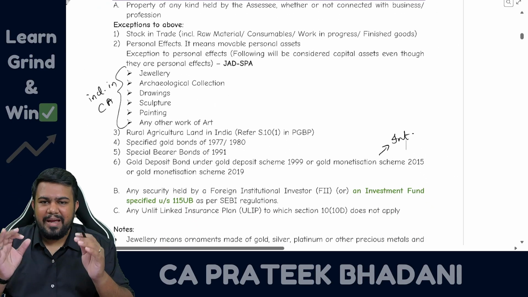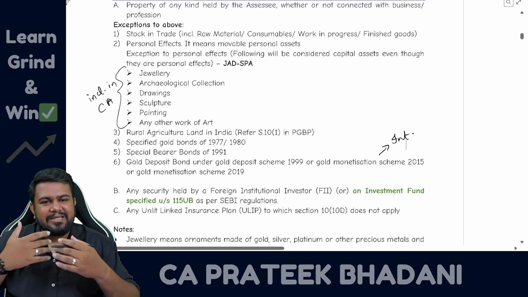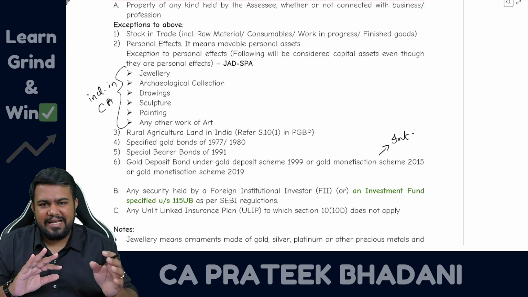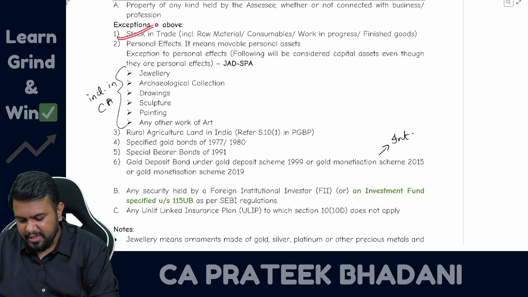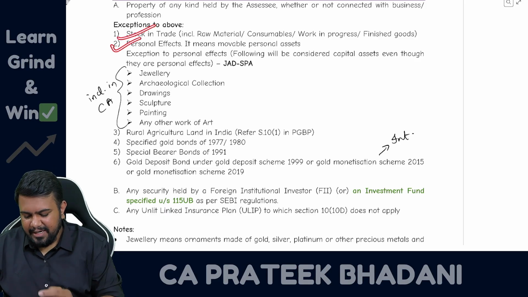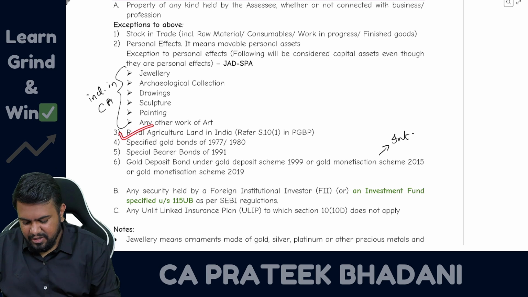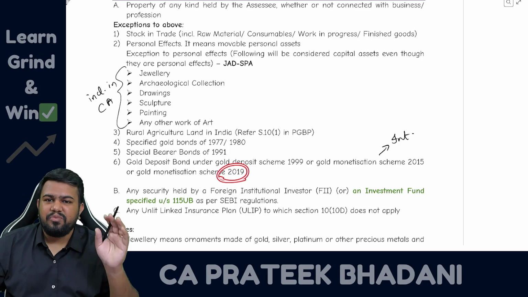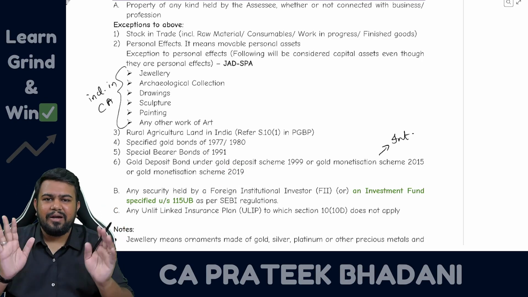So once more, I am telling you what is capital asset. Capital asset means all the property, whether personal or business, whether movable, immovable, tangible, intangible. But it does not include stock in trade. It does not include personal effect. It does not include rural agricultural land. Does not include specified gold bonds of 1977, 1980, special bearer bonds 1991, and then gold deposit bond under gold deposit scheme 1999, gold monetization scheme 2015, or gold monetization scheme 2019. So all these are not capital asset.